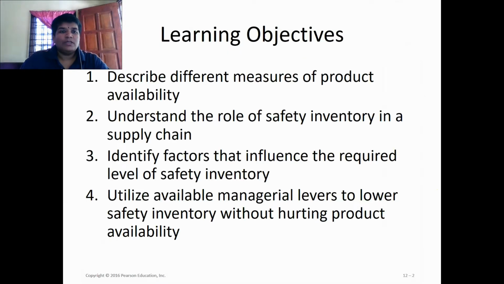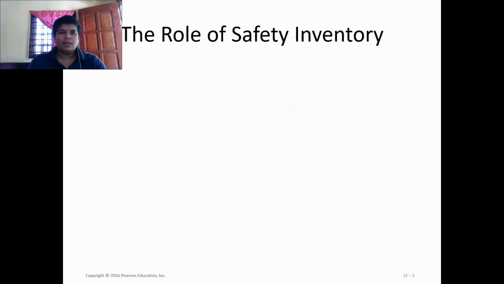The learning objectives for this chapter are to describe different measures of product availability, understand the role of safety inventory in a supply chain, identify factors that influence the required level of safety inventory, and utilize available managerial levers to lower safety inventory without hurting product availability.